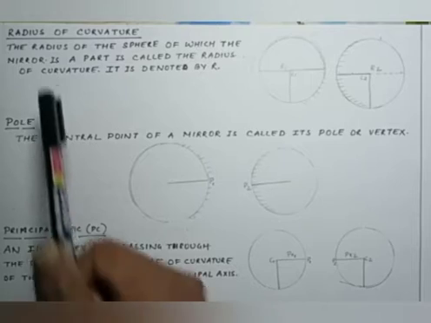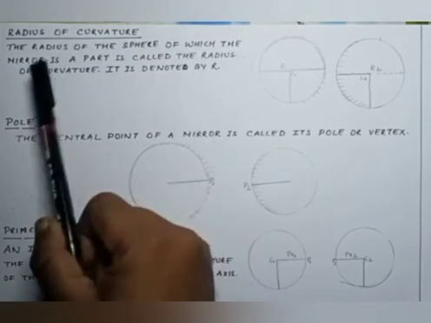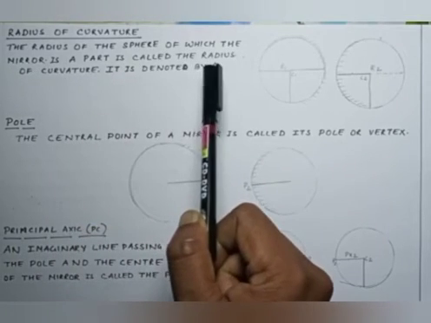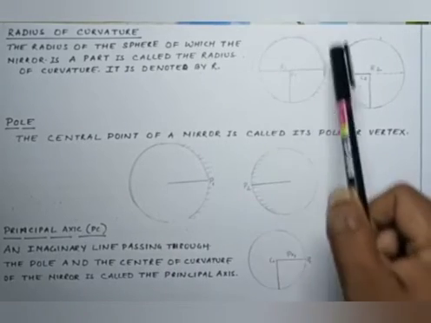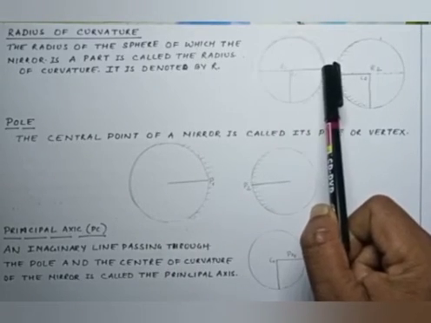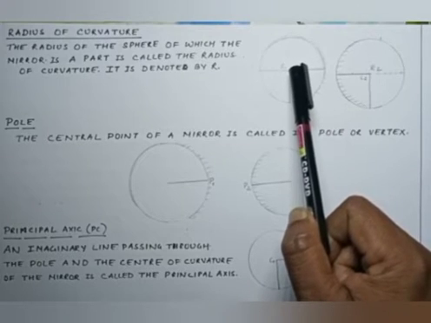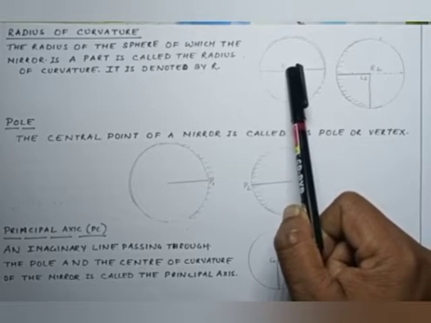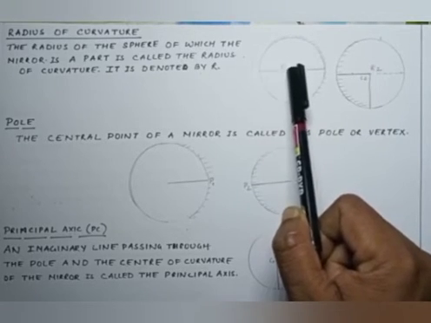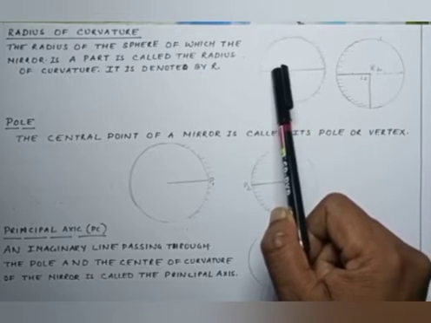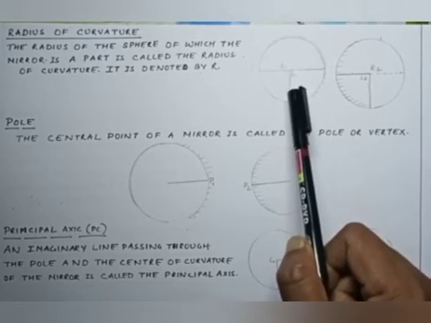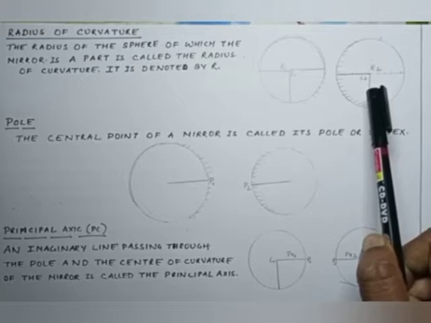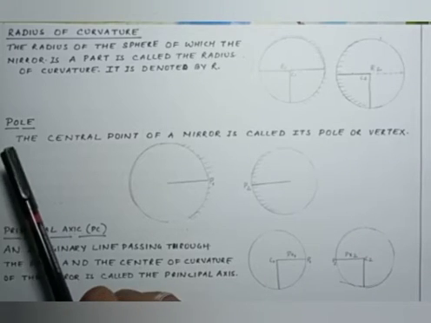Let us move to another topic, that is radius of curvature. What is radius of curvature? The radius of the sphere of which the mirror is a part is called the radius of curvature, and it is denoted by capital letter R. As you can see a sphere, this is the diameter of the sphere. So half of the diameter is radius. It means R1, this is the radius of curvature. Over here, R1 is the radius of curvature for concave mirror and R2 is the radius of curvature for convex mirror.